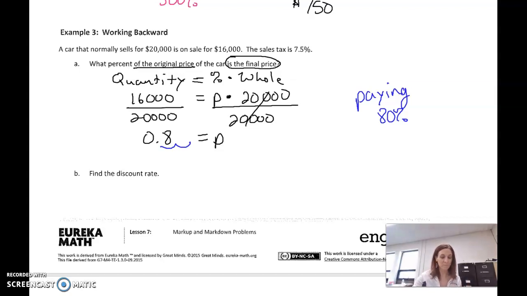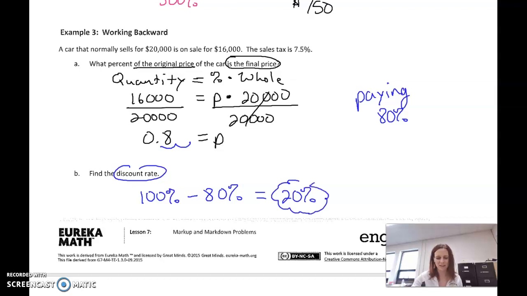Now, we want to do the discounted rate. Okay? Well, the discount rate is how much it was discounted. Well, if we paid full price, that'd be 100%. But we're only paying 80% of the cost, which means the discount rate is 20%. Okay? And I know it talks about sales tax up here at 7.5%. We're not going to worry about that in this problem.